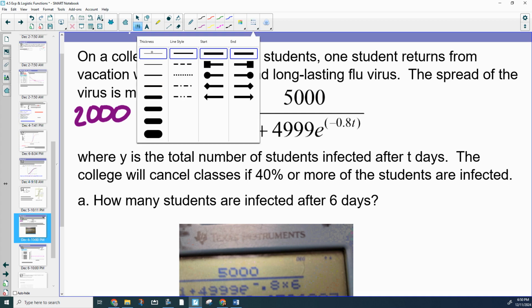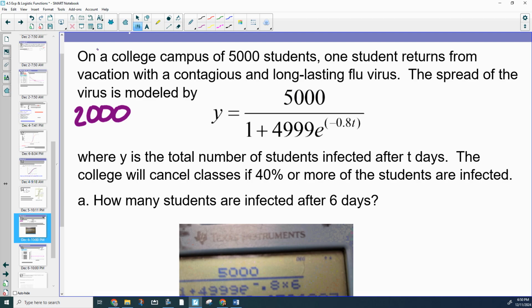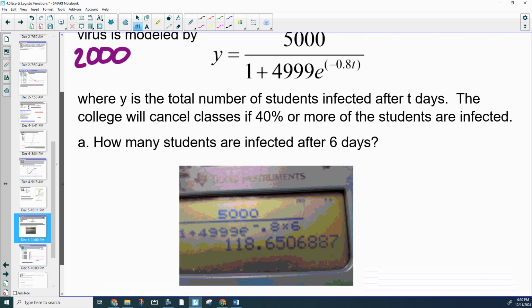They want to know how many after 6 days. That's where you'll type in just like this. So we'll put the 5,000, the fraction bar, and on the bottom we have 1 plus 4,999, sorry. Then we hit the E button. It kicks us up to the exponent, and then we do negative 0.8 times, in this case, 6, because they want to know what it is in 6 days. That gives us the 118. So that tells us in 6 days, 118 students are going to be infected.